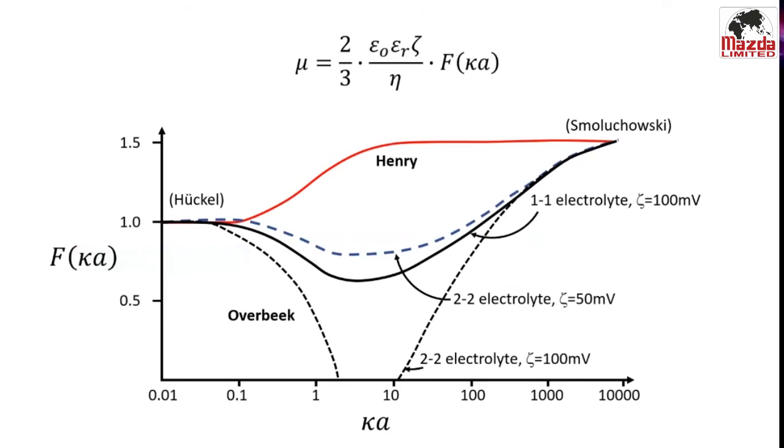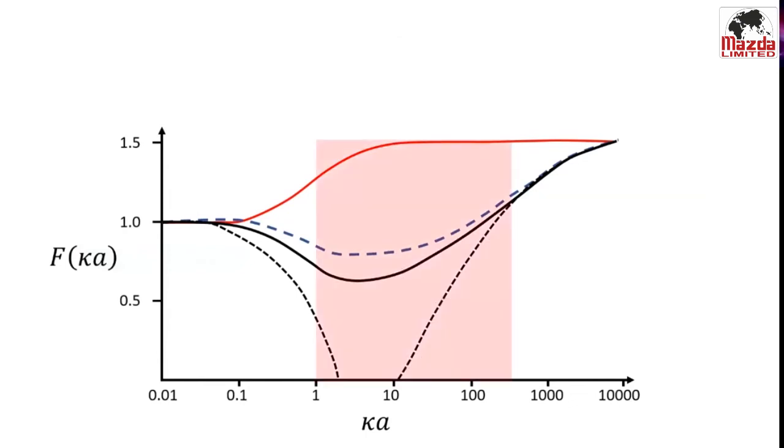There's quite a discrepancy when you're in the middle region of kappa a. You can see that in this region, the calculated zeta potential will be underestimated if you use the Hückel, Henry, or Smoluchowski equations. So how does that tie in with the real world? Because kappa a relates to the ionic strength and the particle size, then we can look at a realistic range of salt concentrations and a realistic range of particle sizes to see just where we'd expect to get significant underestimation of the zeta potential.